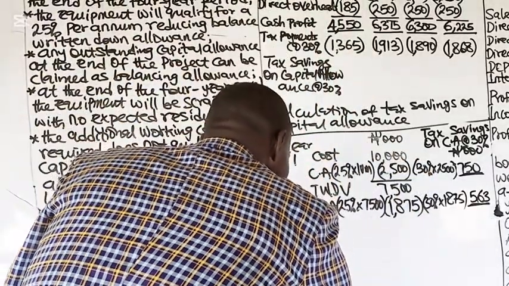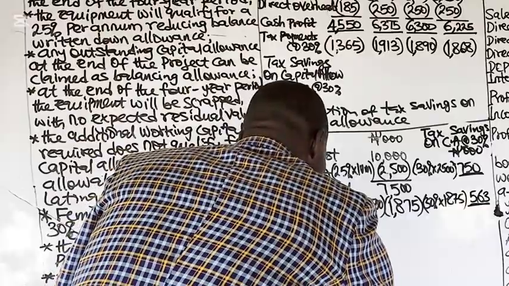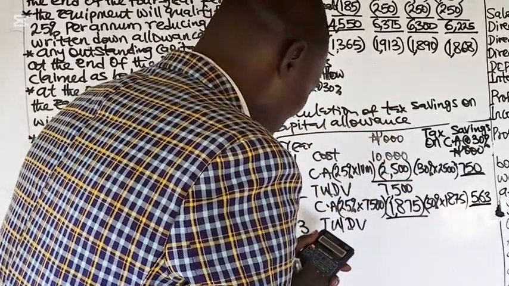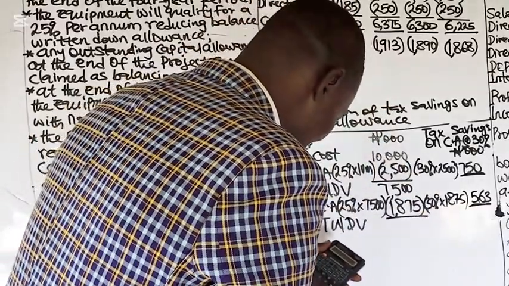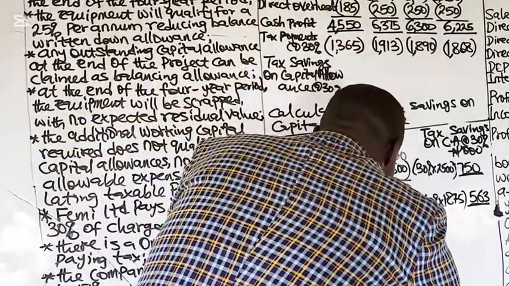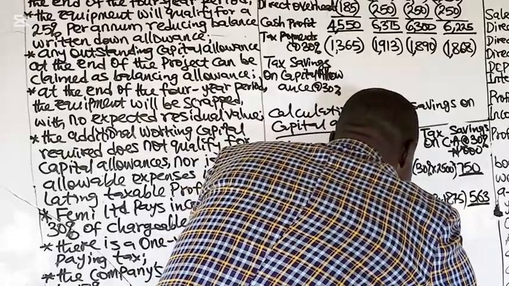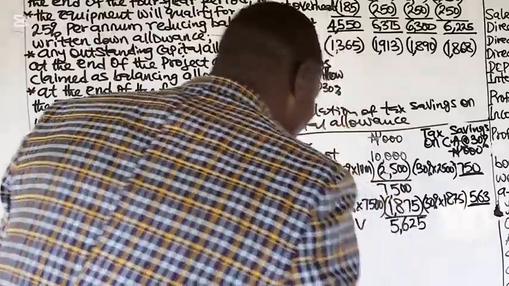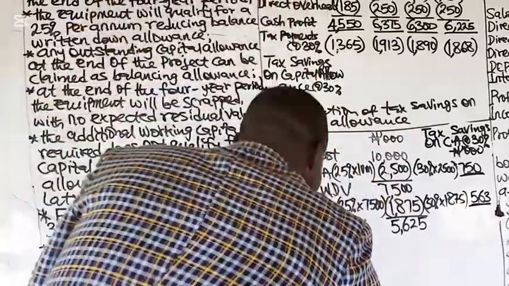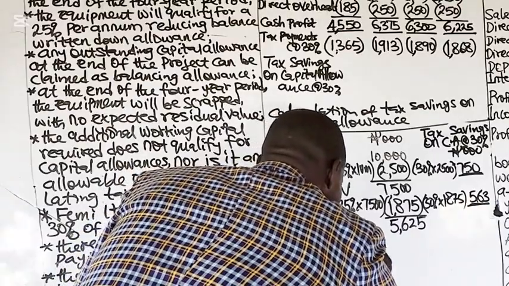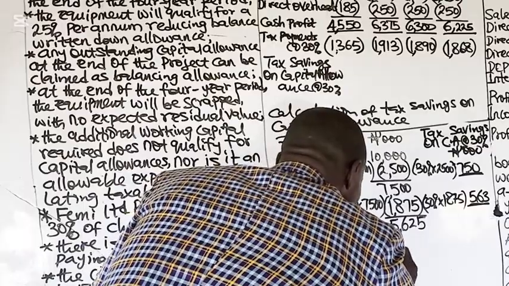So the third year, you have the tax written down value. The tax written down value is 7.5 million minus 1875, that gives us 5625. That is the tax written down value. On this, also, you can calculate the capital allowance for the third year, which is 25% of 5625.